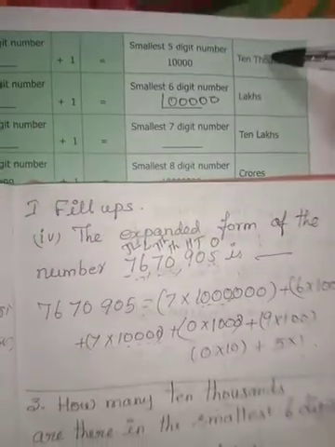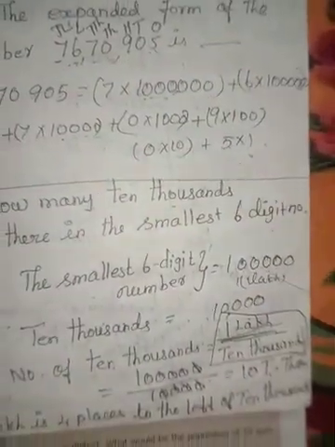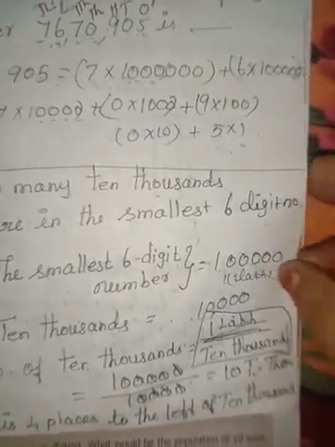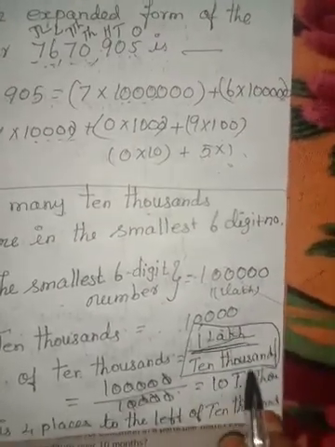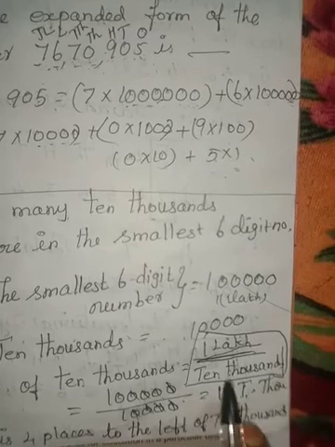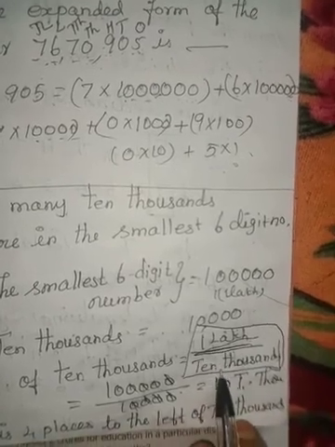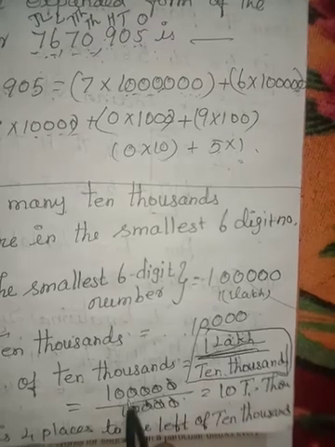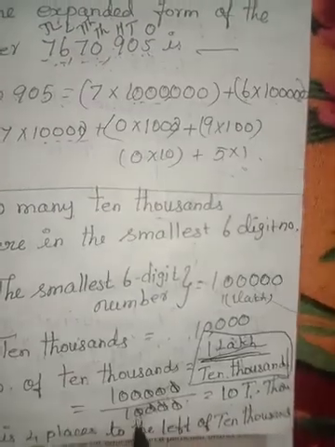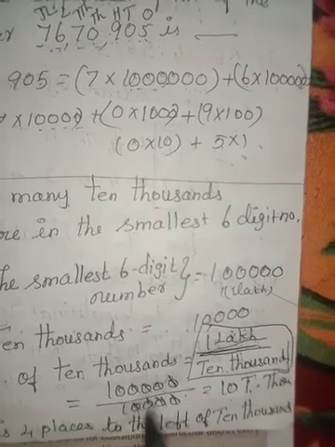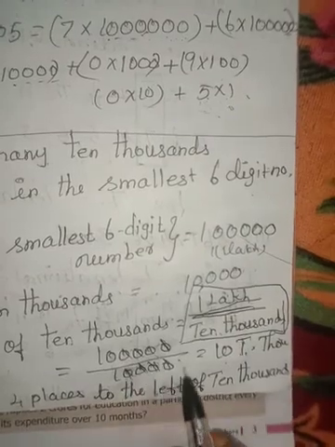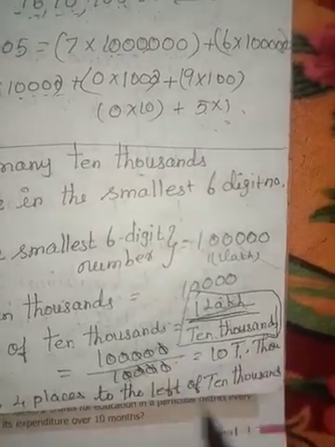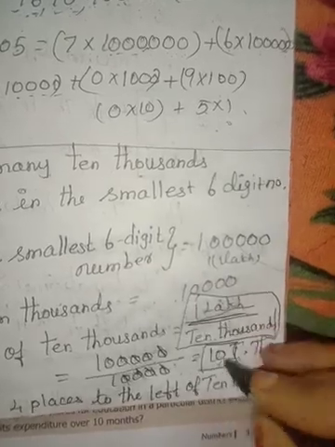They asked how many 10,000 are in 1 lakh. So we must find the division of the two numbers. In the numerator we put the bigger number, that is 1 lakh. In the denominator we put the 10,000. So 1 lakh divided by 10,000. How many zeros are in 1 lakh? We have 5 zeros for 1 lakh and 4 zeros for 10,000. Dividing the numerator and denominator, we cancel 4 places. So the number of 10,000 in 1 lakh is equal to 10. So that is the answer.